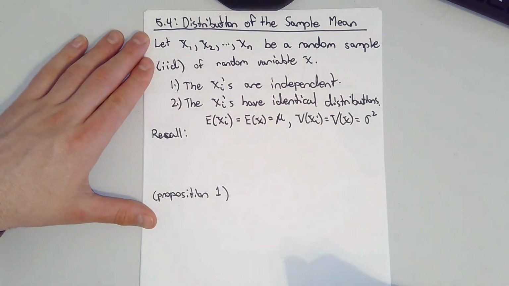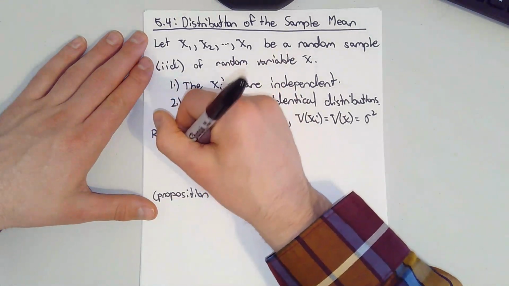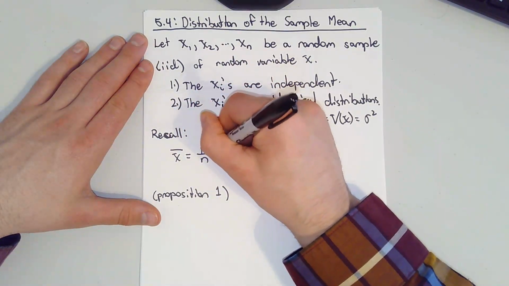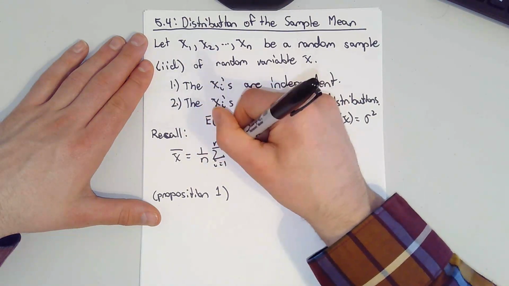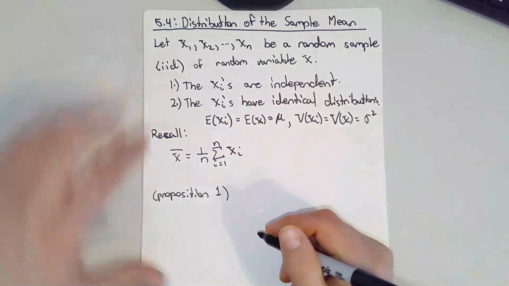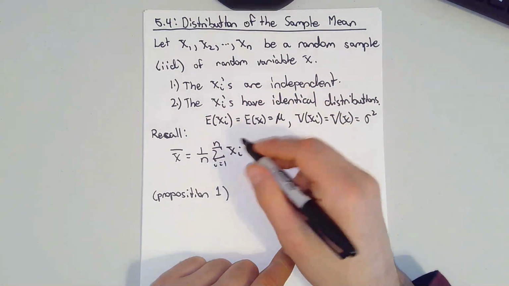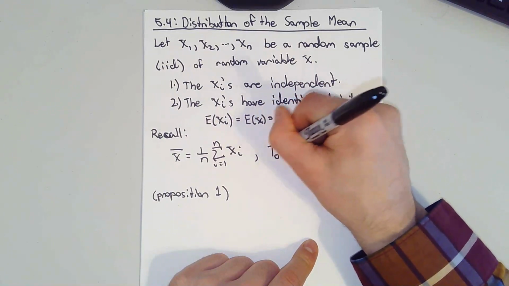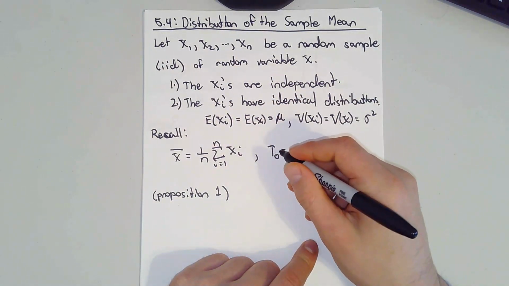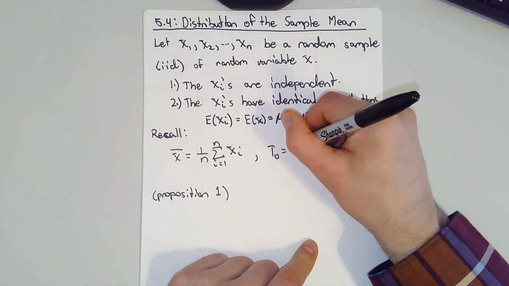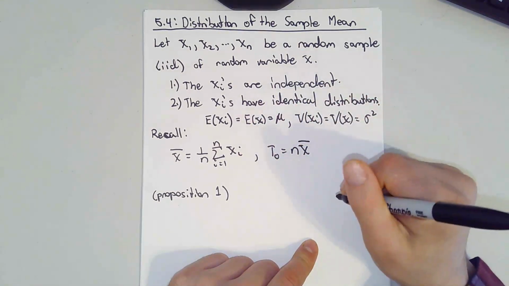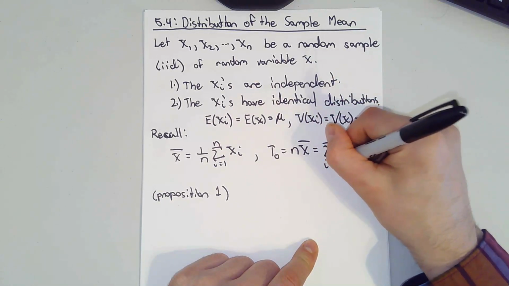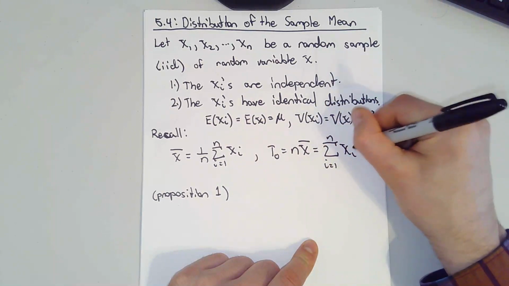So recall from last video, we had two important statistics. One was X bar, which is defined to be the arithmetic mean, also called the sample mean. So we add up all of our sample values and divide by n. We also had T sub naught, denoted by the sample total, which is just n times X bar, or n times the sample mean. Just as follows.